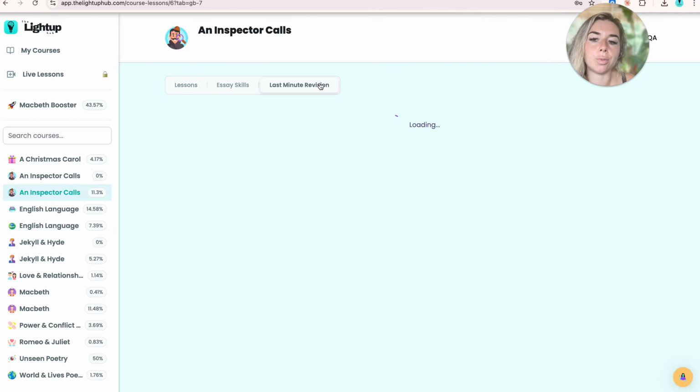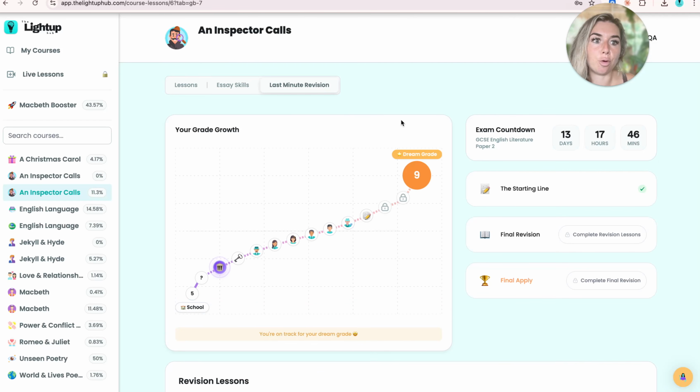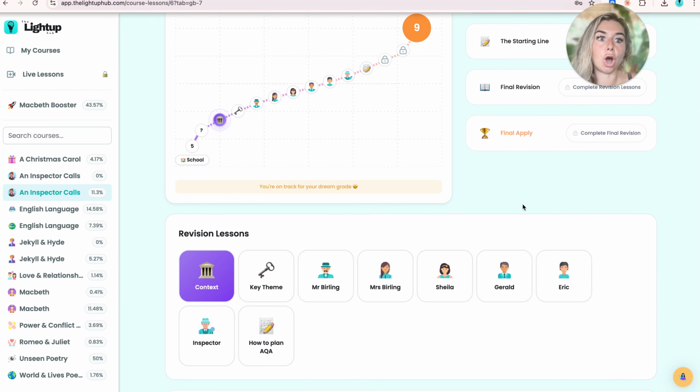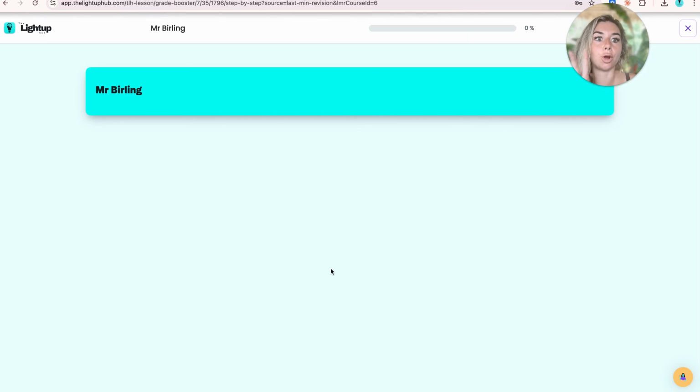So I'm actually going to go through what the grade 9 analysis looks like for this Mr. Birling quote. So we're just going to go to the last minute revision section on the Light Up Hub, and this basically covers the whole of An Inspector Calls in just 19 minutes. You can go through literally everything within An Inspector Calls. So I'm going to go with Mr. Birling, and I'm going to go through this quote now.